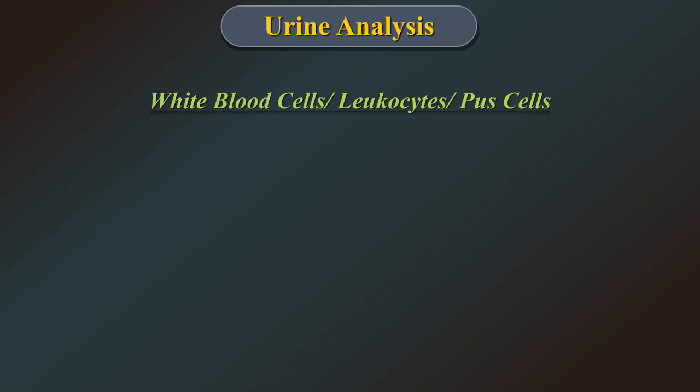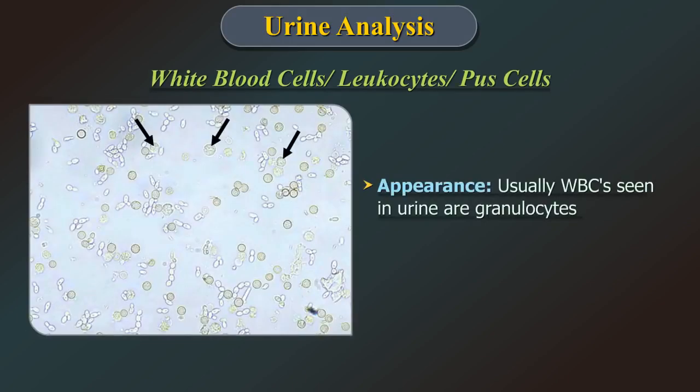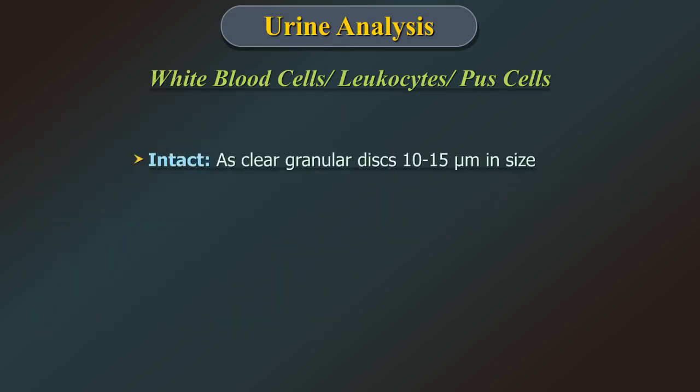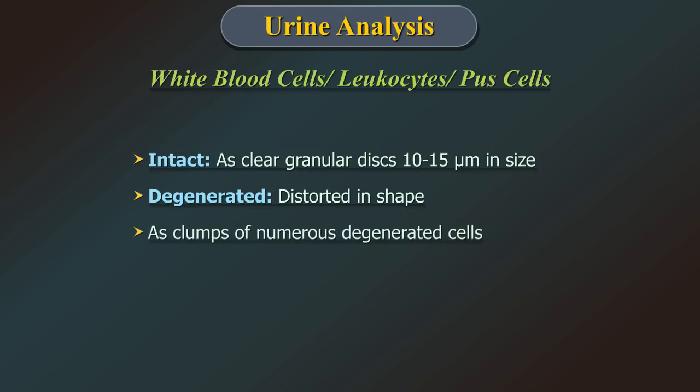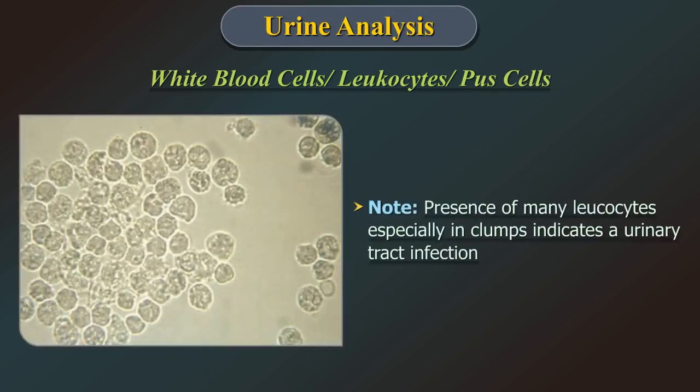White blood cells or leukocytes or pus cells. Normal range is 0 to 2 white blood cells per high power field. Appearance. Usually the white blood cells seen in urine are granulocytes. These may be seen as intact or as clear granular discs 10 to 15 micron in size, degenerated or distorted in shape, or as clumps of numerous degenerated cells. The presence of many leukocytes, especially in clumps, indicates a urinary tract infection.